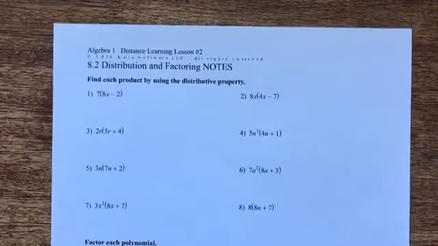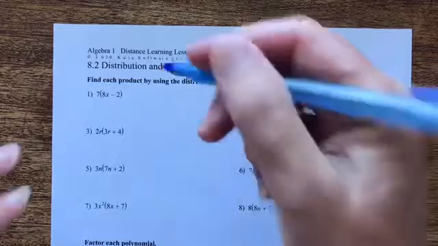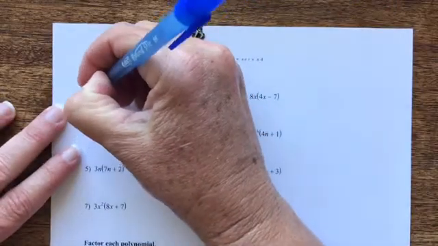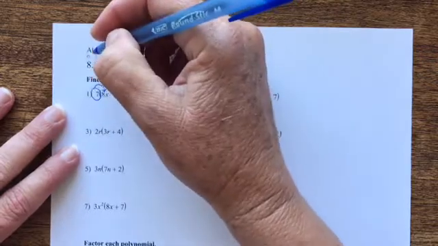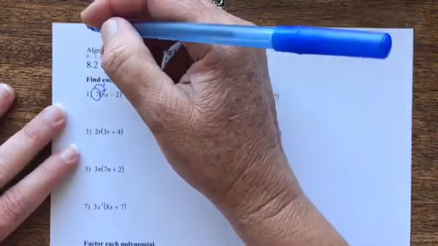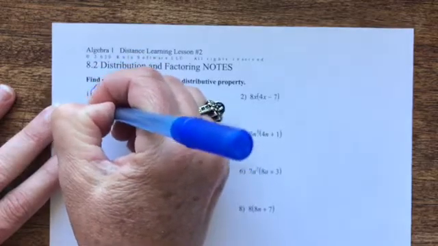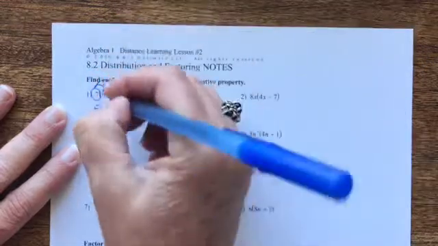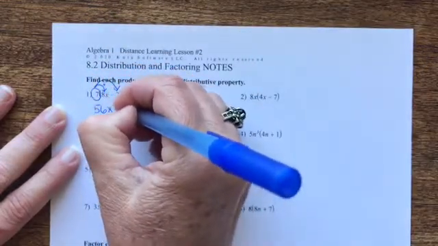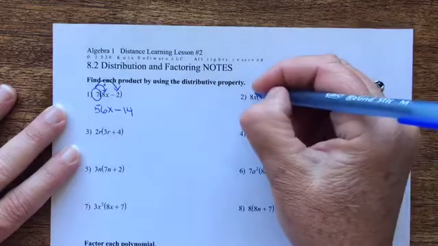It says find each product by using the distributive property. So I like to circle the front guy and then share it with the process of multiplication. So what is 7 times 8? 7 times 8 is 56x. What is 7 times negative 2? It's negative 14. If you got that, congratulations. Let's try the next one.